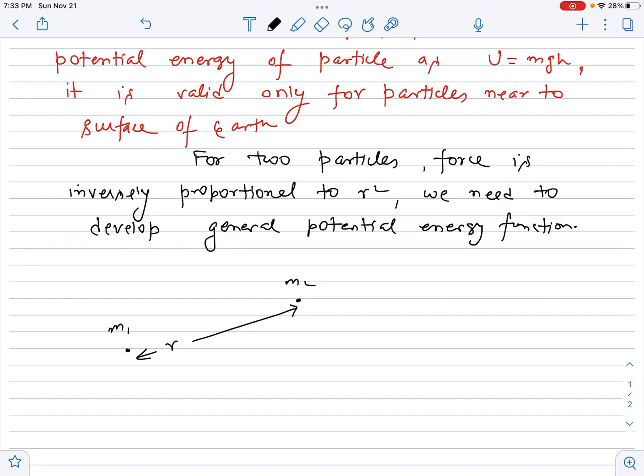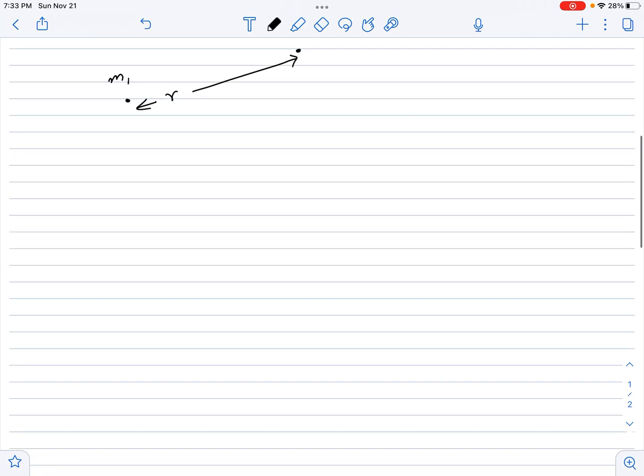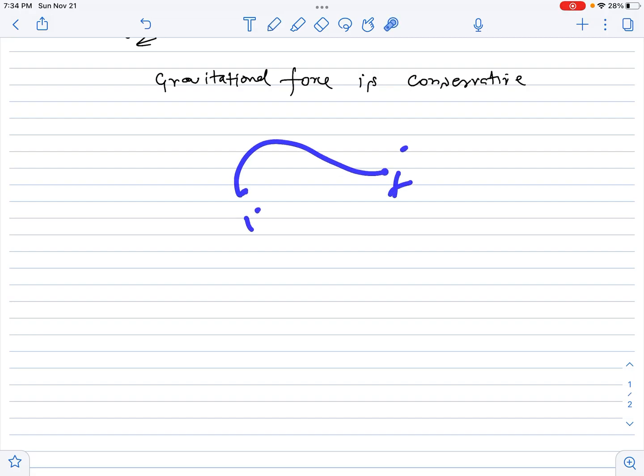Now, first thing we should keep in mind, if you want to develop a potential energy function, you have to prove that gravitational force, which is basically a central force, is a conservative force. Conservative force means if you want to displace a particle from one point to another point, let's say these are 2 points, then work done must be independent of path. Whatever path is chosen by you, work done must be the same in all the paths.